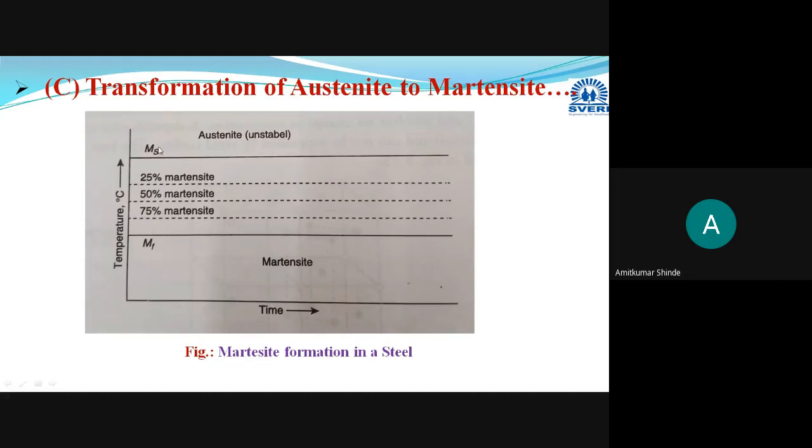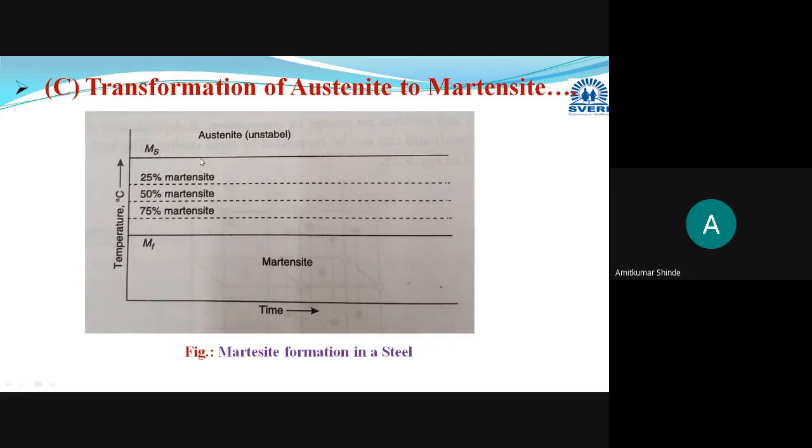These terms will be there in the case of pearlite and bainite also. In the case of pearlite, it will be Ps and Pf: pearlite transformation starts and pearlite transformation finishes. In the case of bainite, it will be Bs and Bf. Bs means bainite transformation starts, and Bf means bainite transformation finishes. In this way, different terms will be there. These terms will be very helpful in the TTT diagram.